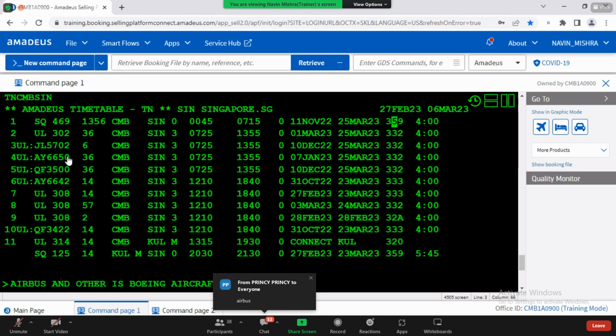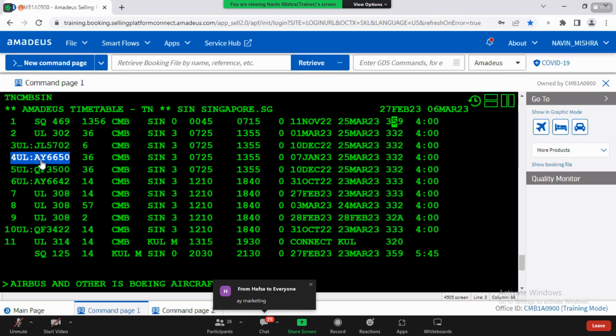Now you all answer my question. At line number 4, what type of flight is this? It's a code share flight. Now tell me, which one is the operating airline and which one is the marketing carrier? UL is the operating one and AVA is the marketing one.